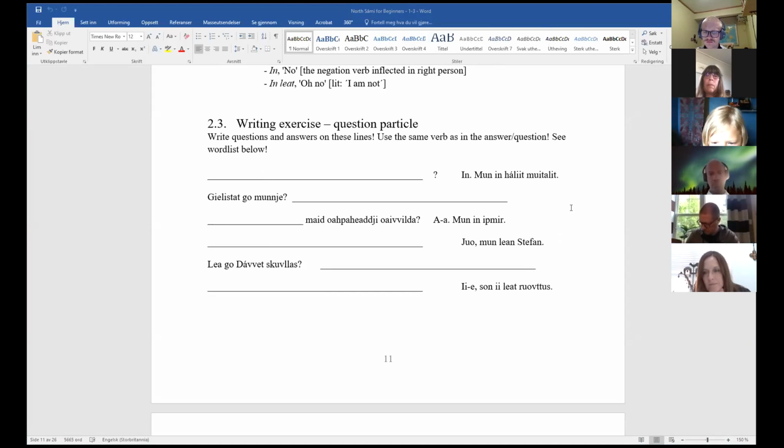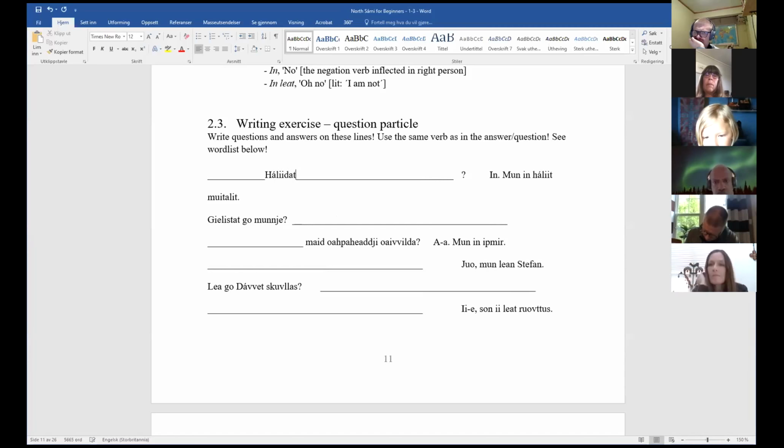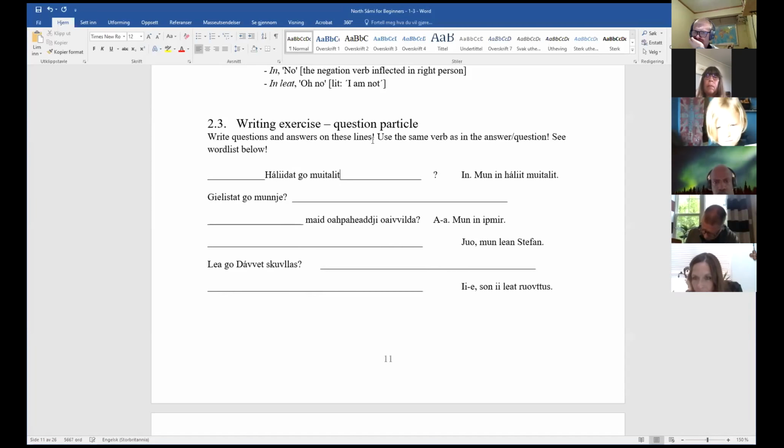Halidatko muitalit. Perfect. Yeah, halidatko muitalit. That's the way. And that means, do you want to tell? Do you remember to write the solution? Yeah, he wrote it here: halidatko muitalit. Do you want to tell? Monin halit muitalit. And then kielistä komunje. How could we do with that one?